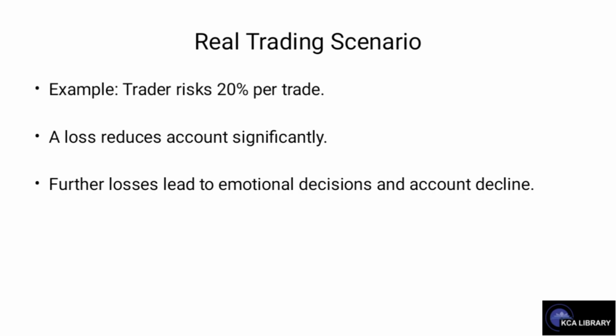Further losses will lead to emotional decisions. If he makes a loss, you want to be like, okay, the next trade will be better. He will make a loss again. The next trade will be better, he will make a loss again, and he will keep on making losses. So the best thing to do, like I said, is the 1 to 2% rule. Don't use more than 1 to 2% of the funds in your account.